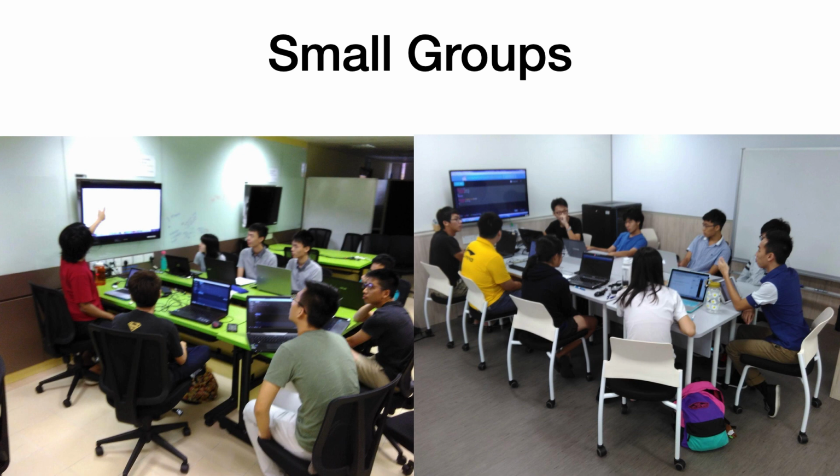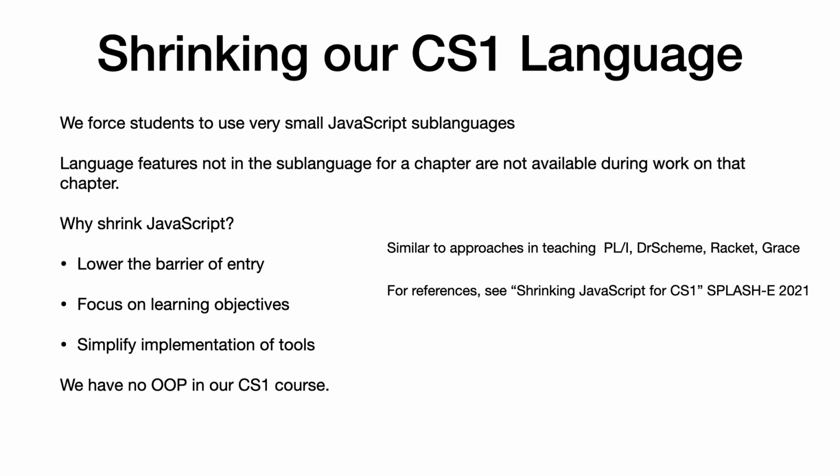The biggest change made by Martin was the introduction of several sub-languages of JavaScript as the teaching CS1 language. JavaScript itself is a modern language with many language features not suitable for teaching CS1. Therefore, in our course, we force our students to use very small JavaScript sub-languages, where we can restrict language features until we are ready to introduce them. This helps us lower the barrier to entry for students, allowing a laser focus on the learning objectives. And currently ChatGPT doesn't know about them, so students can't use that to program, at least for now. It has the added side benefit that it simplifies the development of our tools, but more on those tools later.